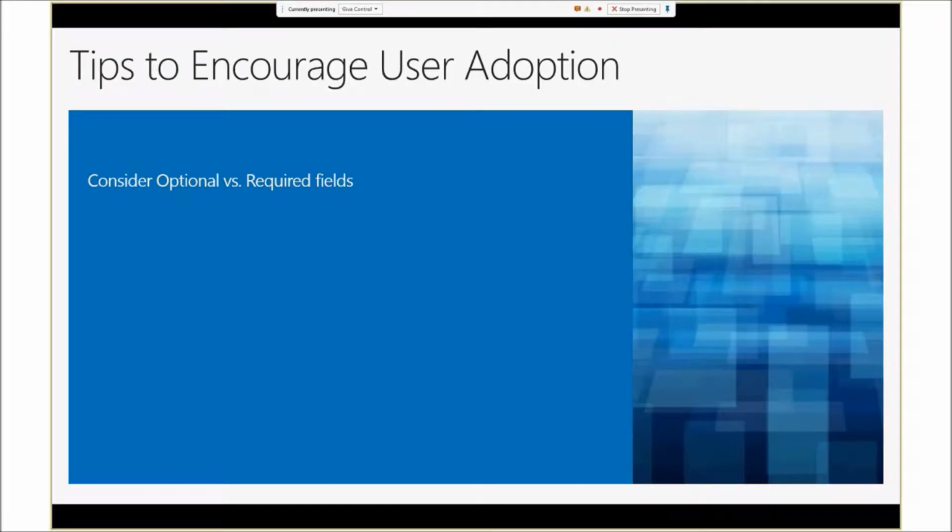So what can we do to help this user adoption? One of the things is consider optional versus required fields. Direct that user through this. Let them know what the important information is. Sometimes in training, you have to go down through and explain this.